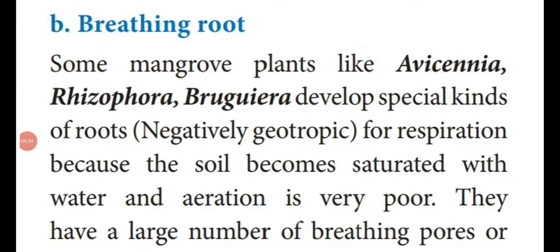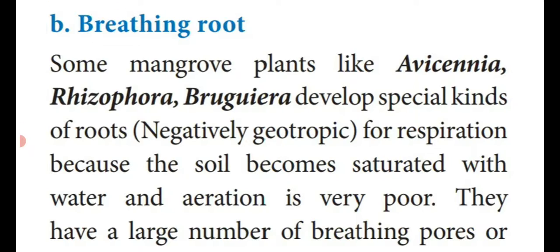Dear students, see the paragraph on breathing root. I told you, mangrove plants. Examples: Avicennia, Rhizophora, Bruguiera. Dear students, two more questions. Give some examples of breathing root. What is the answer? Avicennia, Rhizophora and Bruguiera. So these roots are negatively geotropic. I told you, isn't it?